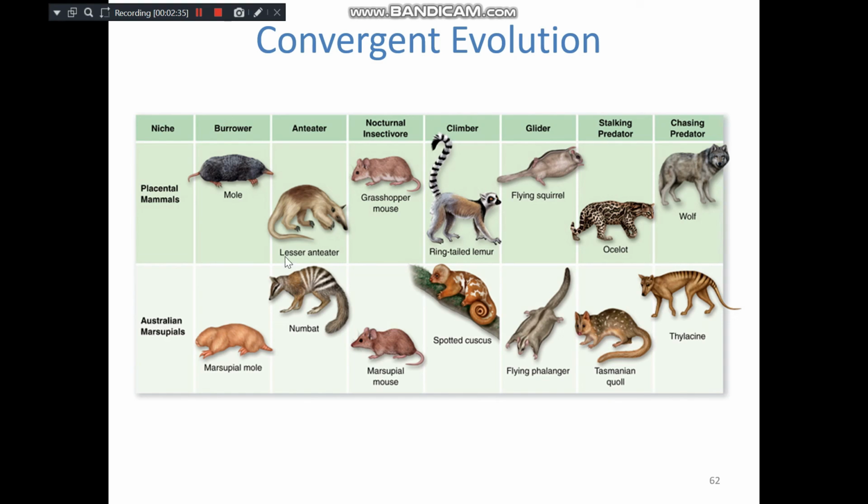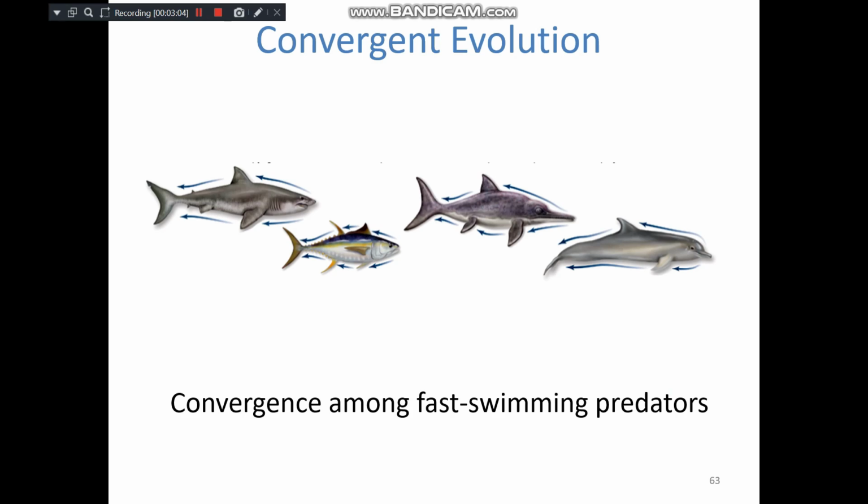See their structural similarities. Nocturnal organisms, marsupial mouse, and so on. Though they may be looking alike, they are very distantly related as far as their evolutionary history is concerned. Even ring-tailed lemur and spotted cuscus, flying squirrel and flying lizards are different, but if you look into them, they look similar. Even in convergent evolution, fast-swimming predators have also been seen, even in the fishes.